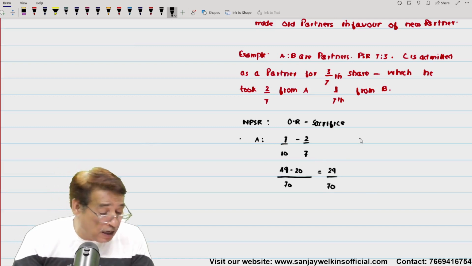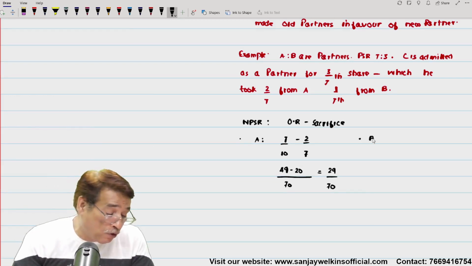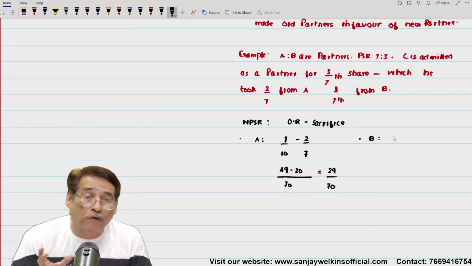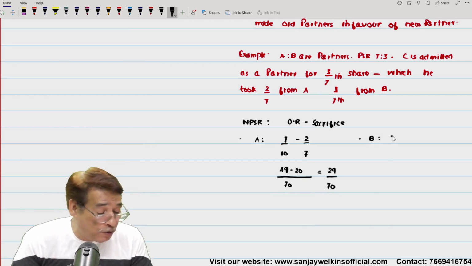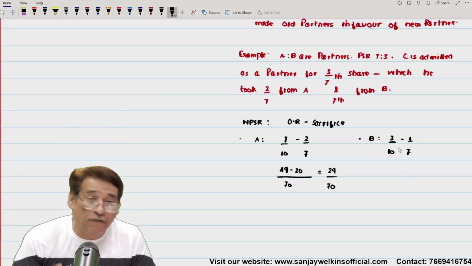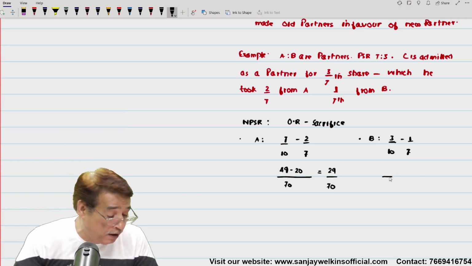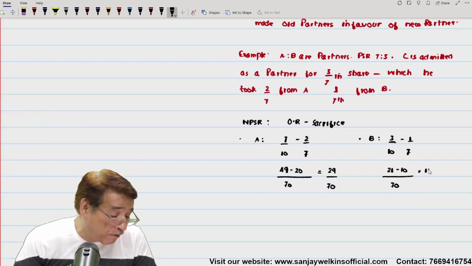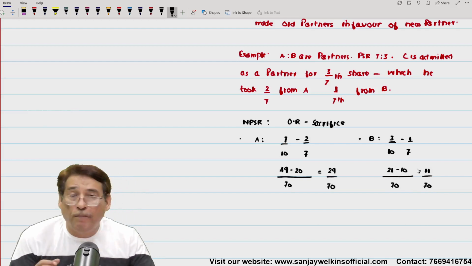Likewise, in this case, I can compute the new profit sharing ratio of B. In order to compute it, I will take into account his old ratio, that is 3/10. And since it is given in the question that he has sacrificed 1/7 in favor of the incoming partner, I will subtract 1/7, compute the LCM, that will become 70. So that will be equal to 21 minus 10. So in this case, B is left up with 11/70.